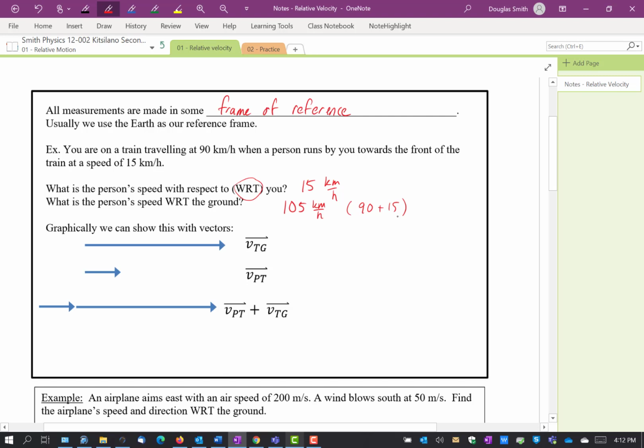And we can think of that in terms of adding up two vectors. This is the train with respect to the ground. This is the person with respect to the train. When we add those two things up, this is the 90, this is the 15, they'd add up to a resultant vector that is 105 kilometers per hour. So that's the idea of adding two vectors that are in the same line in terms of frame of reference.